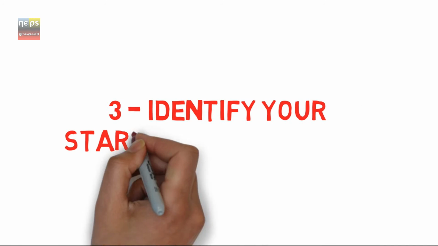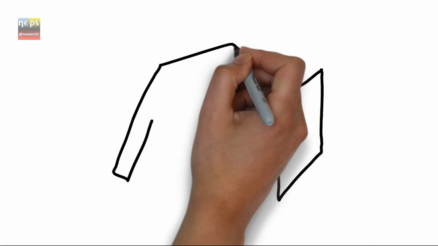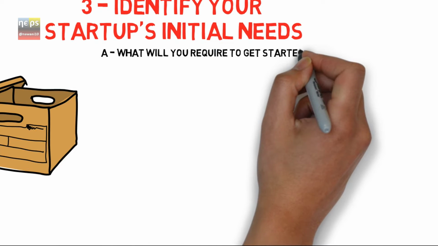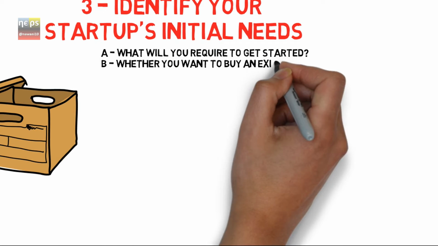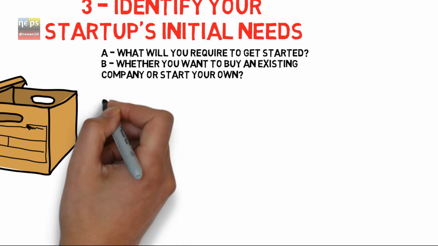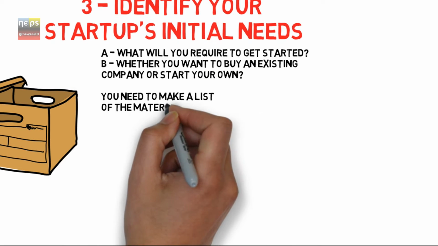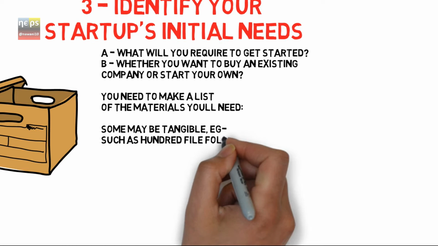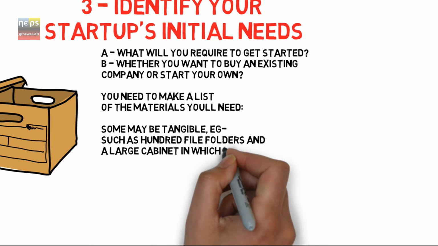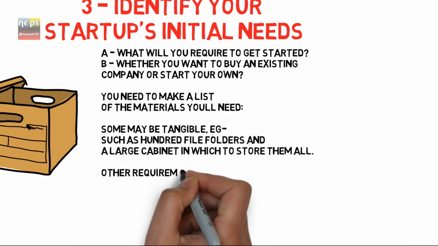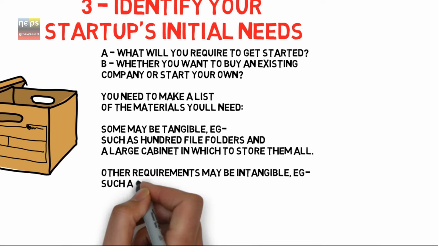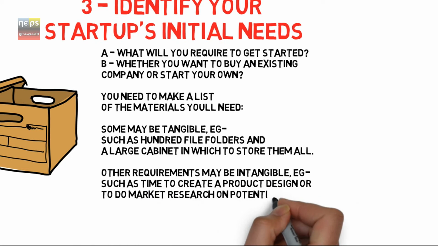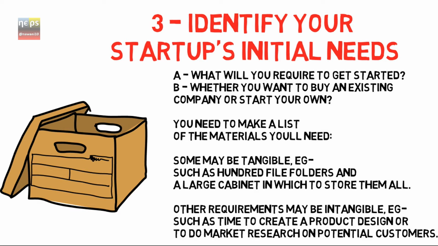3. Identify your startup's initial needs. A. What will you require to get started? B. Whether you want to buy an existing company or start your own? You need to make a list of the materials you'll need. Some may be tangible, examples such as 100 file folders and a large cabinet in which to store them all. Other requirements may be intangible, examples such as time to create a product design or to do market research on potential customers.